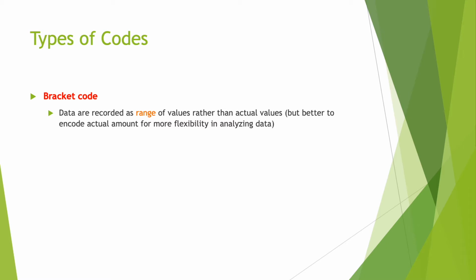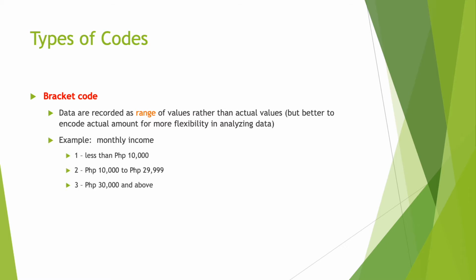Now, let's move on to bracket codes. These pertain to data that are recorded as a range of values rather than actual values. The decision to record your data in terms of ranges of values generally depends on your research objectives, and you should have a valid basis for the ranges that you use. It is still highly recommended, however, that you record the actual value on the source document so that you can have something to look back at when you encounter errors in encoding.